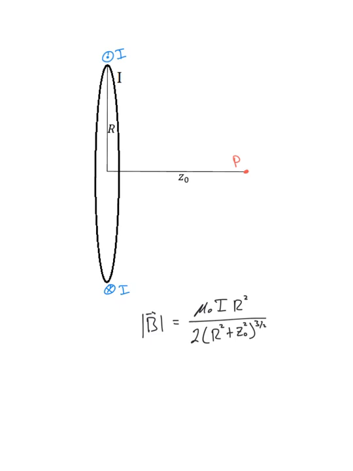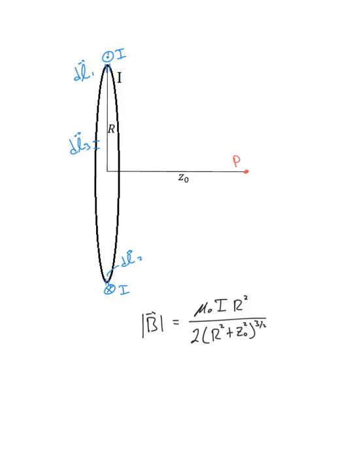So the basic idea is we're going to take our loop and split it up into little sections, right? There's some little section at the top of the loop, dl1. There's some other section here, dl3, I'll call it. There's some little section at the bottom of the loop, dl2. And in order to find the total magnetic field, we would need to add up the contributions from all of these little sections throughout the entire loop, right?